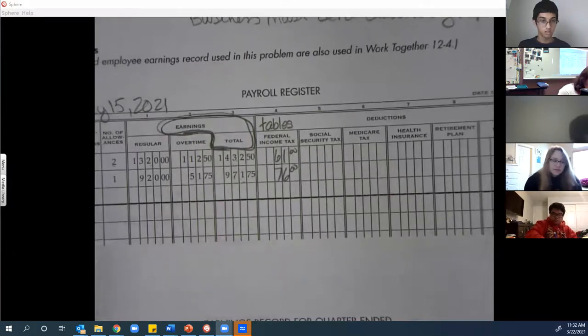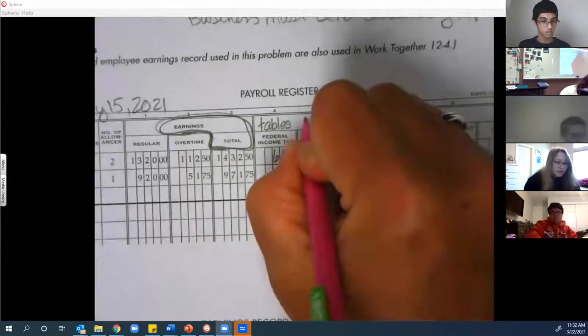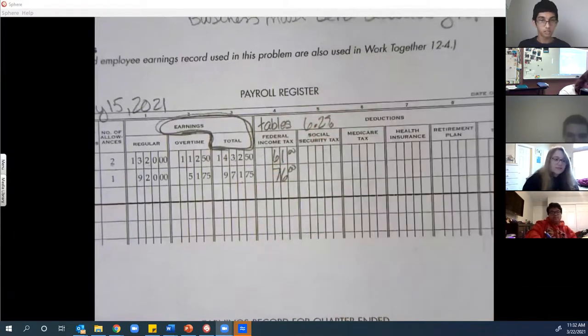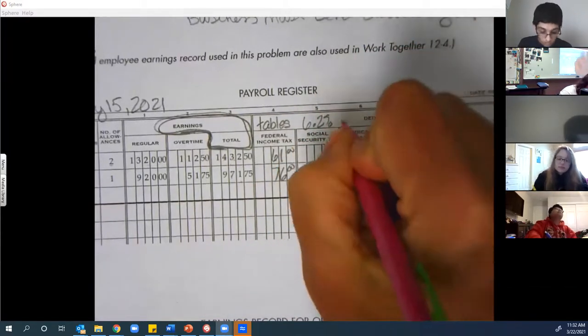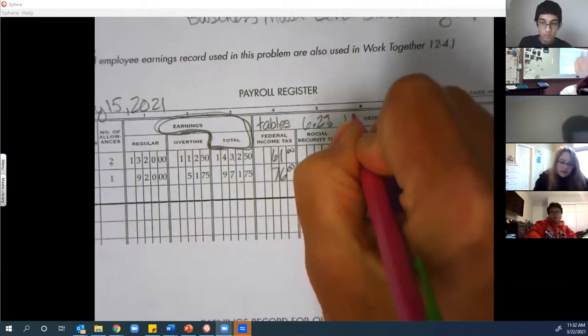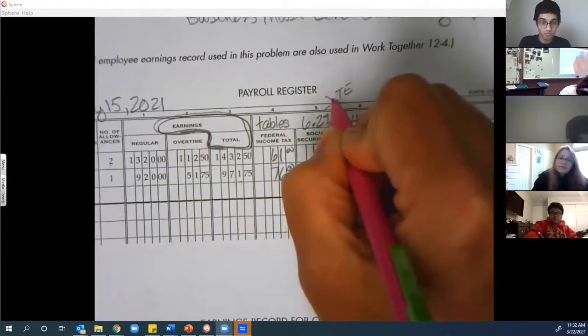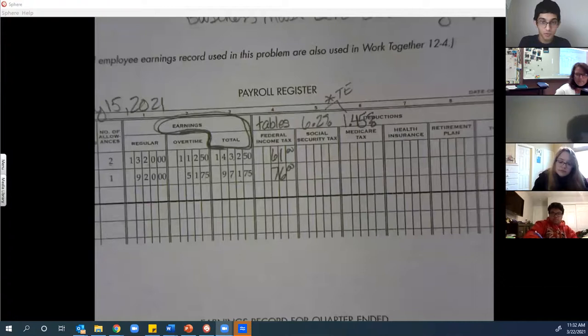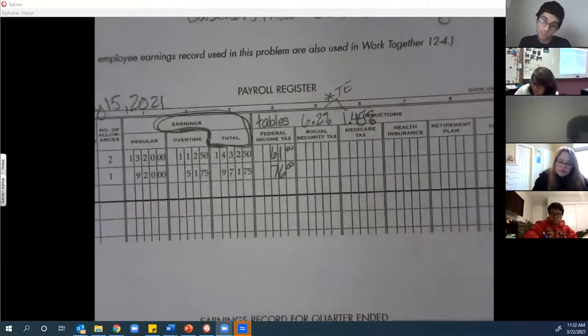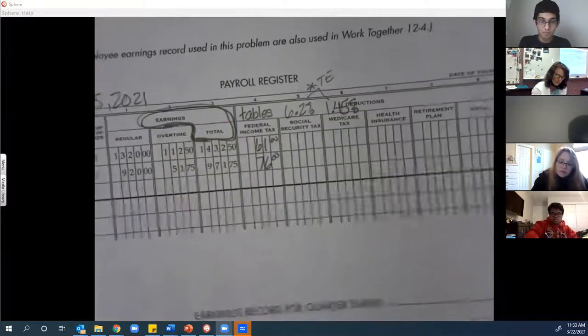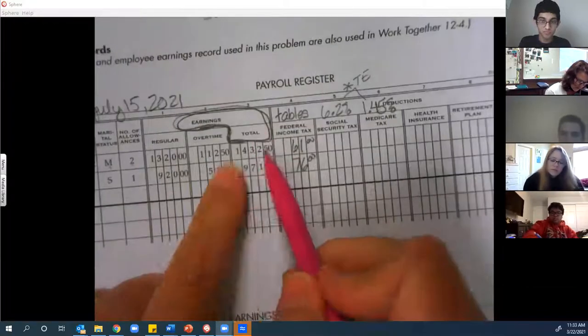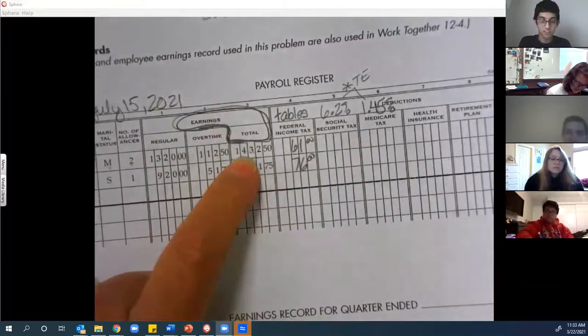The next thing is Social Security tax, and this is 6.2%. Okay, and Medicare was 1.45%. And both of these are taken off of total earnings. They're times total earnings. Okay, so still using this amount, total earnings, 1432.50 times 6.2%.